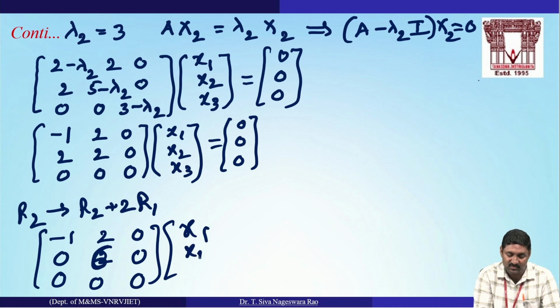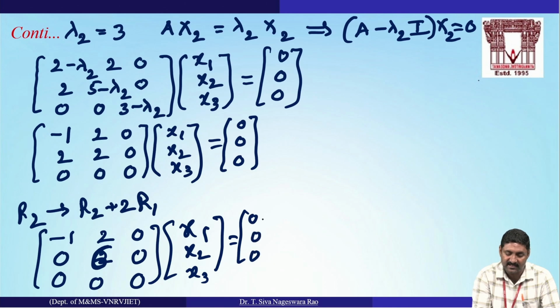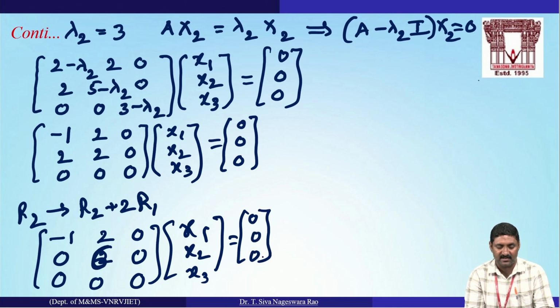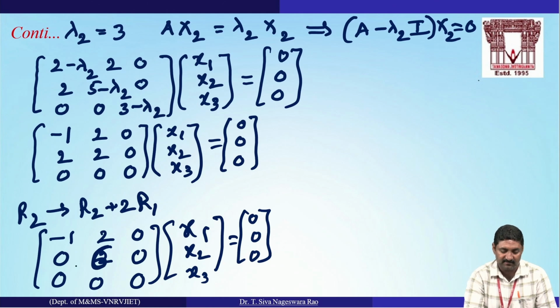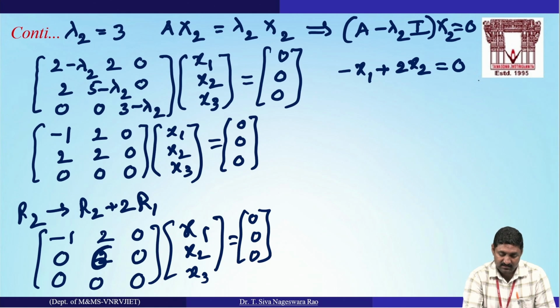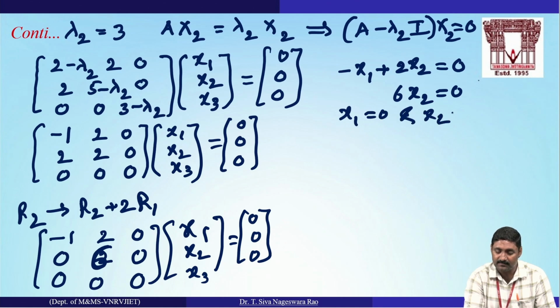Now, the matrix came into echelon form. Its rank is 2. The number of unknowns is 3. Hence, we will introduce only one arbitrary constant. From this matrix system, we will write the system of equations. Minus x1 plus 2x2 is equal to 0. 6x2 is equal to 0. From this, you will get x1 equal to 0 and x2 equal to 0.